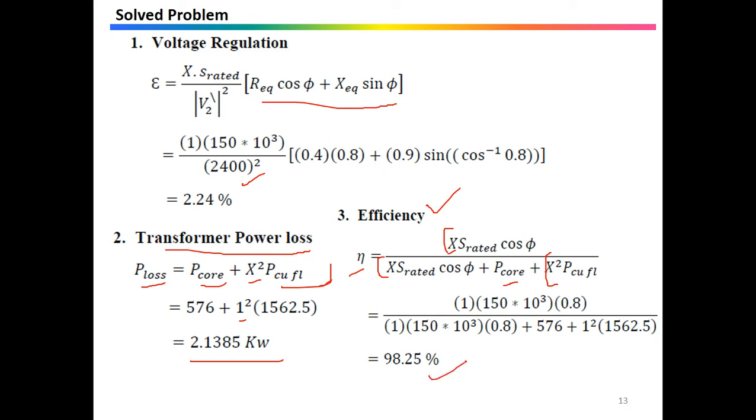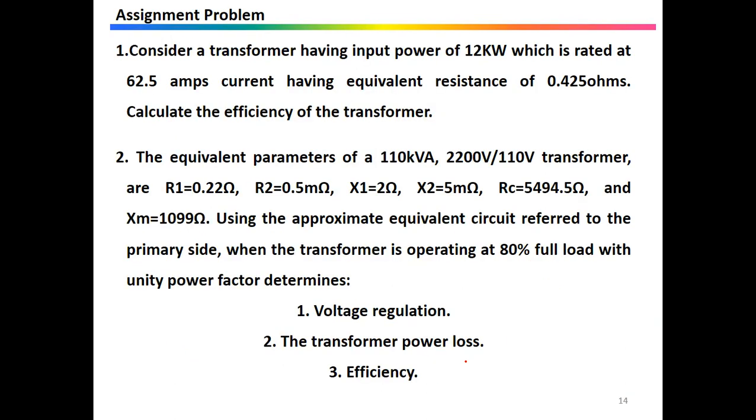Importantly, we can summarize in a nutshell that the efficiency will be maximum whenever Pi equals Pc, that is, the iron loss should be equal to the copper losses. And whenever there is a lagging power factor, it does not affect the core loss, however it will affect the output power as well as the copper losses. So this is all about the losses and efficiency of the transformer, and this is the assignment problem.